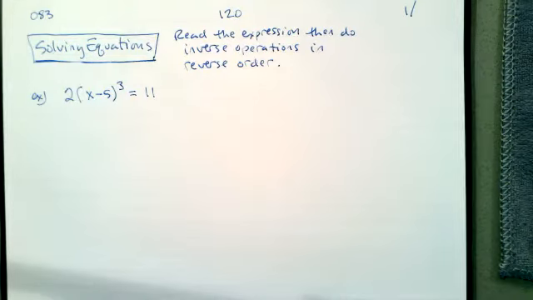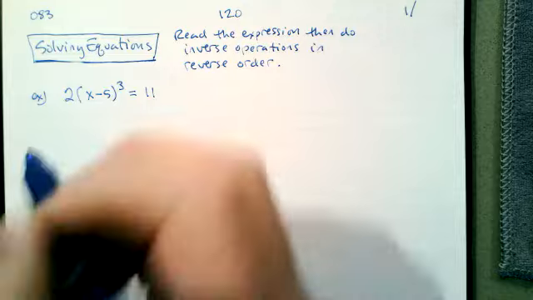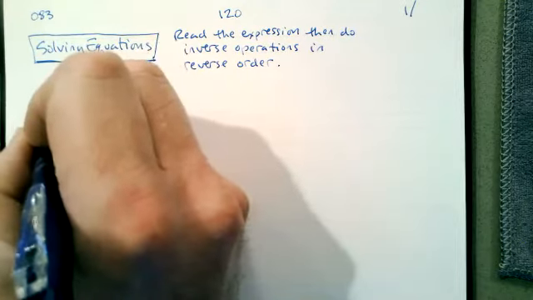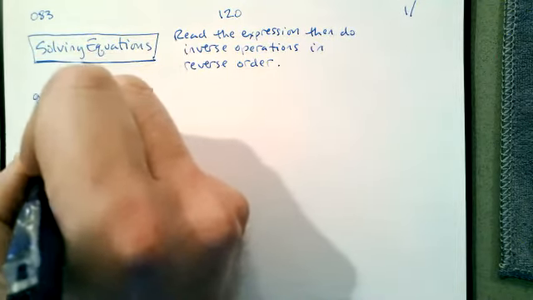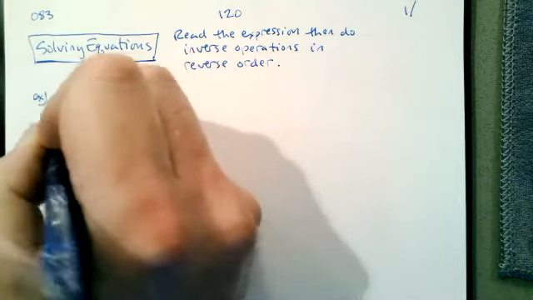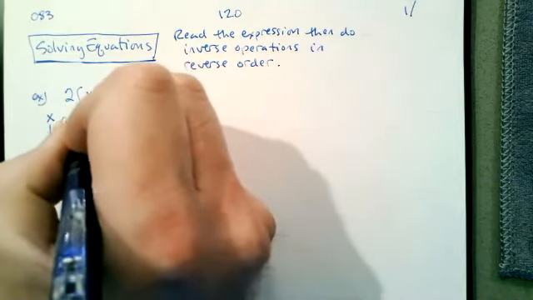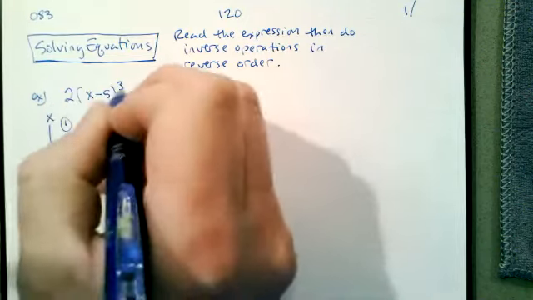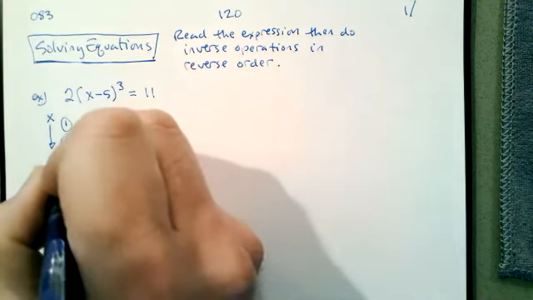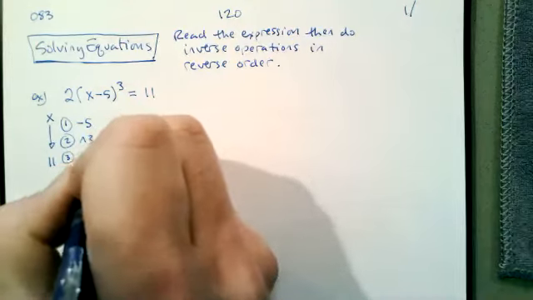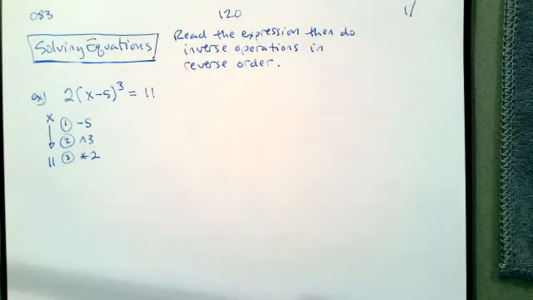What we want to do is identify the three operations and the order that they happen to turn an x into an 11. So this equation says turn x into 11 by doing these things to it. First, take the x and subtract 5. Second, raise to the third power. And third, multiply by 2. So this informs us what we should do to solve the equation.